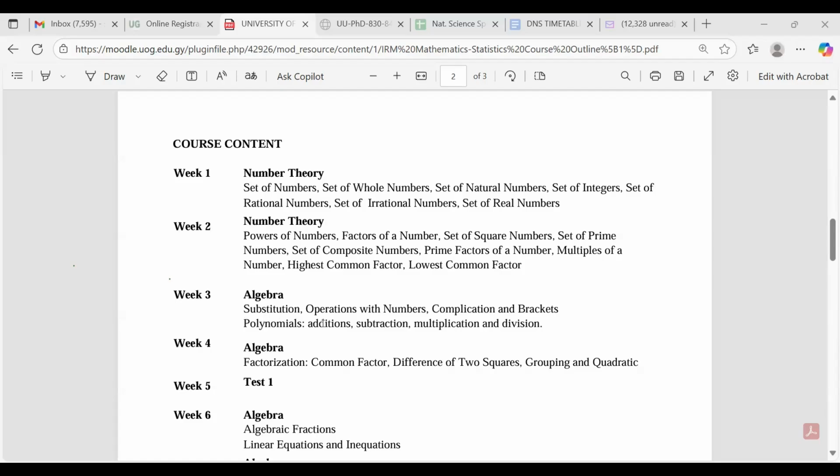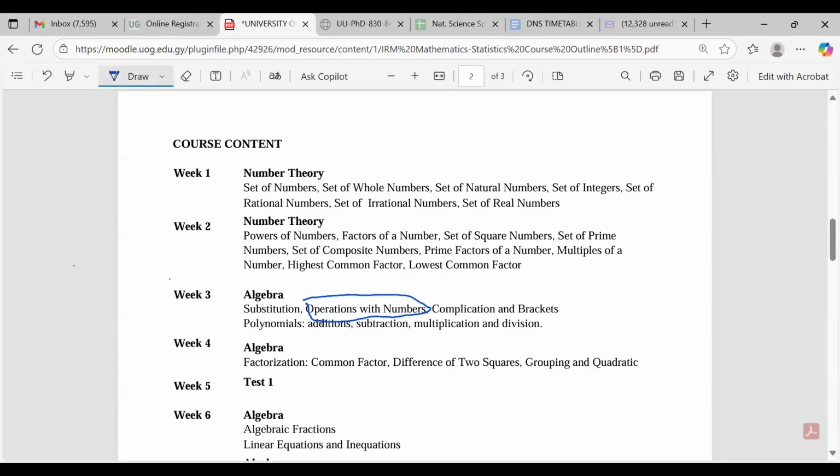There is this bit here. Let me just... operations of numbers, right? And I think whoever put together this course outline had in mind the order of arithmetic operations. I think maybe that's what the person putting together, or persons, I don't know, had in mind.